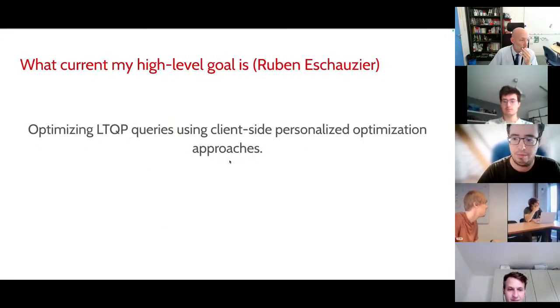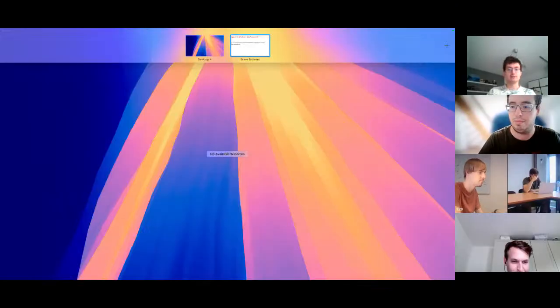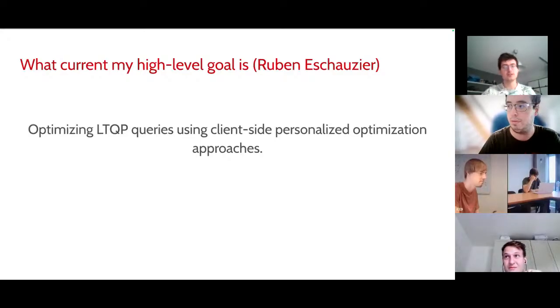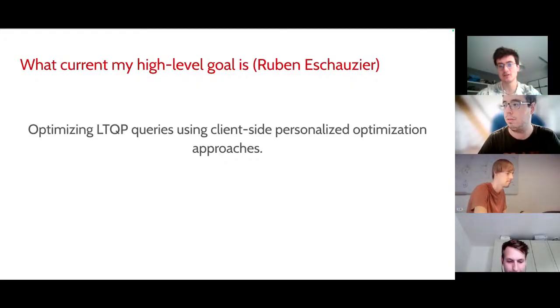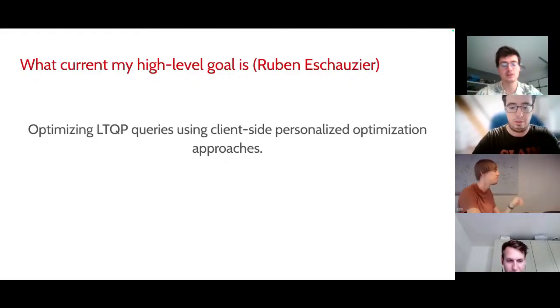So the next person in the line is Ruben. Over to you, Ruben. All right. My high-level goal is still the same. It's trying to optimize link traversal queries by using the fact that a single engine is sort of bound to a single user, so we can do client-specific optimizations in many forms.